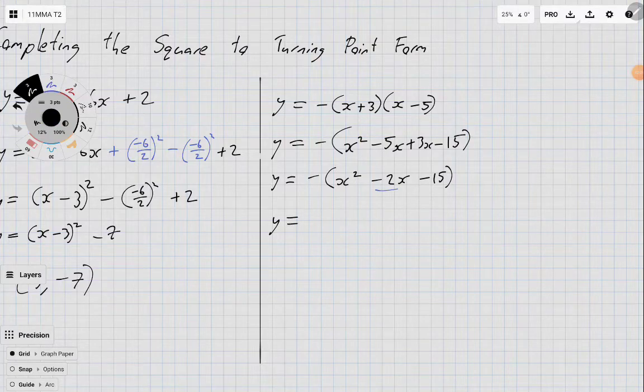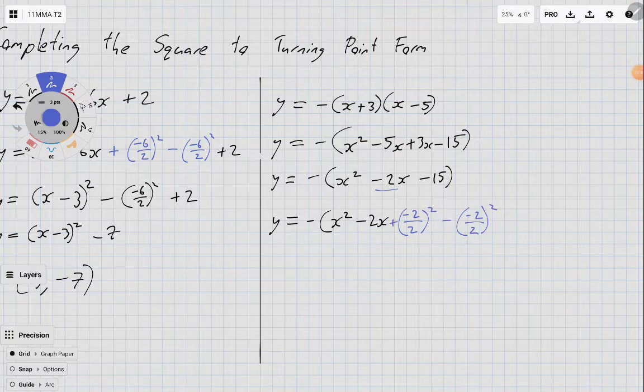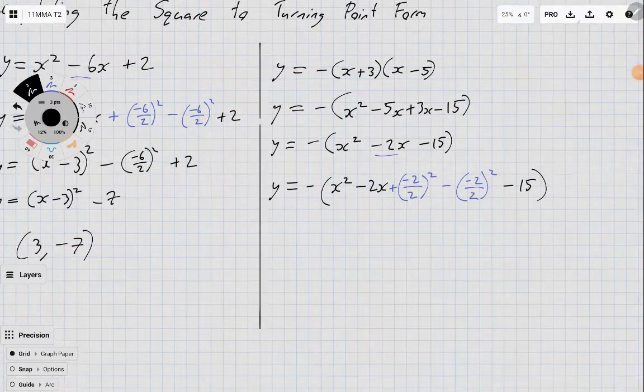Now, the b term here is minus 2. So halve it, square it. Minus 2 on 2 squared plus minus 2 on 2 squared. Minus 15's hanging out, and the right bracket closes off the left bracket. Now, using the rule, these three will now collapse into our x minus negative 2 on 2, which is just 1, squared.